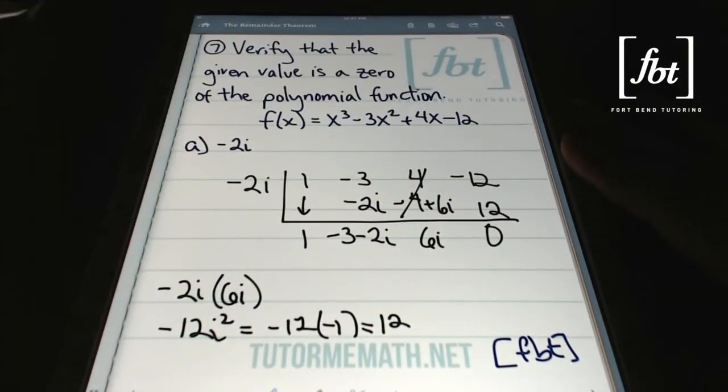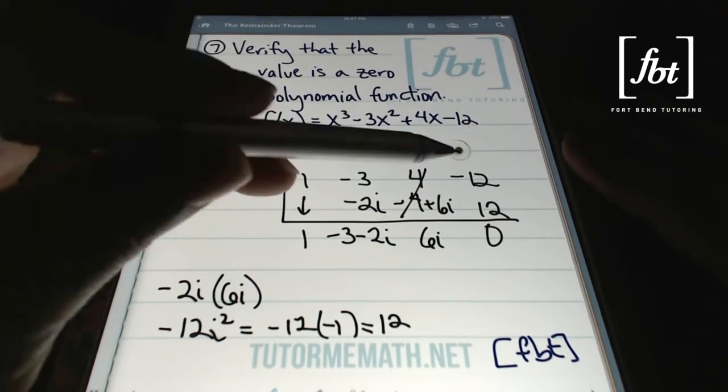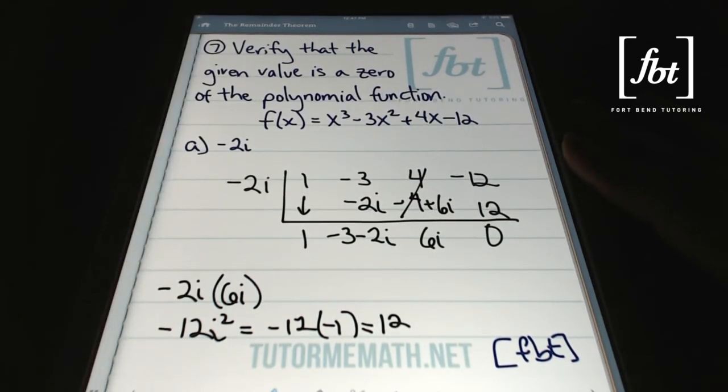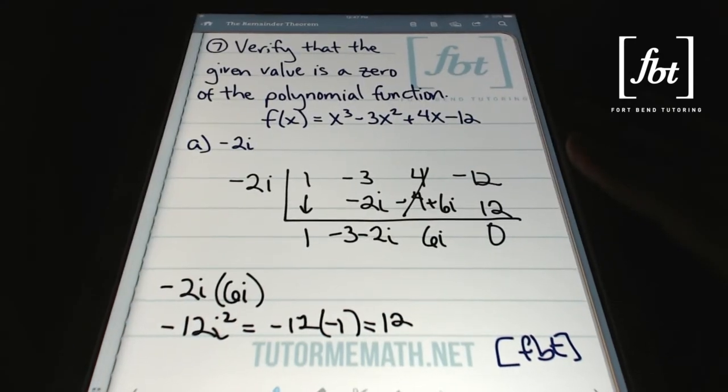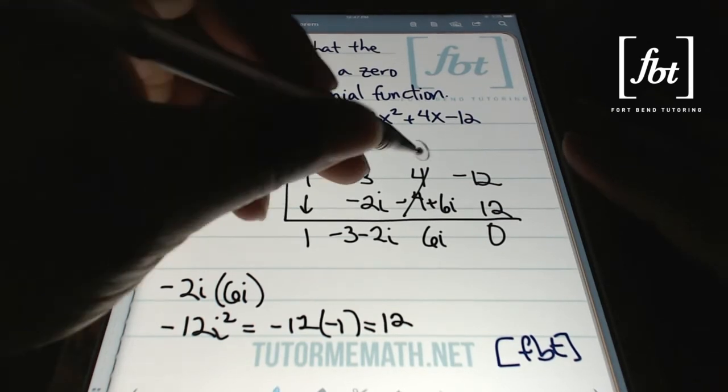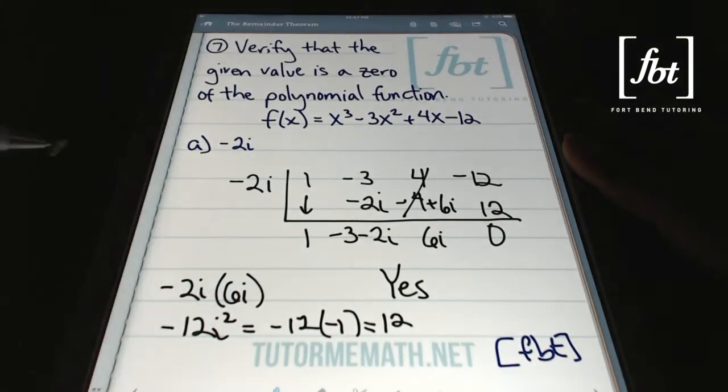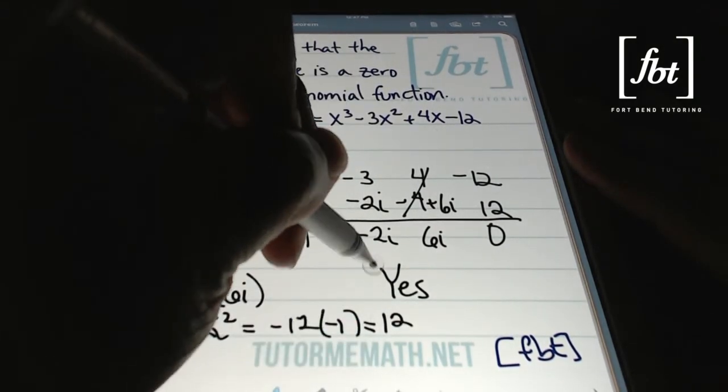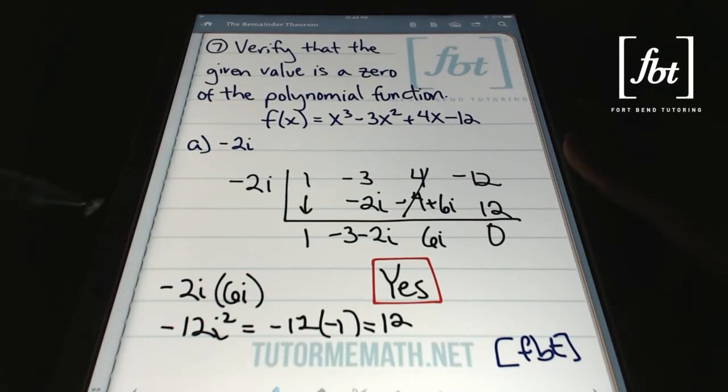And lo and behold, guys, this confirms that negative 2i is actually a zero of our original polynomial function. And we know that because the remainder is 0. We see that the remainder is 0, which confirms that we have negative 2i as a 0 of our original polynomial function. So the answer to this is yes. Yes, negative 2i is a 0 of the polynomial function because using the remainder theorem, our remainder equals 0. And that only occurs when we have a 0 of the original polynomial function.